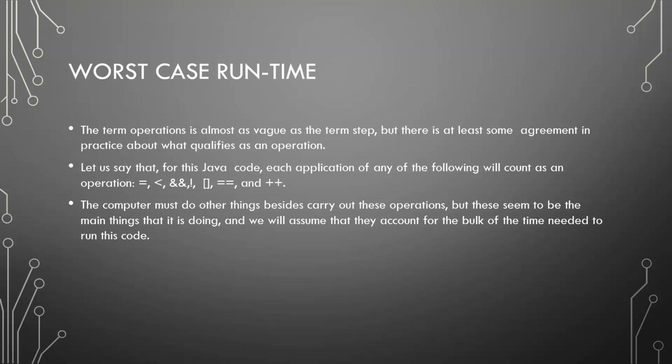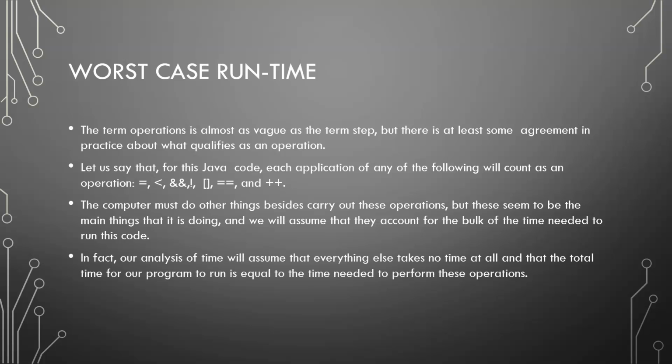Now, the computer must do other things besides carrying out these operations. But these seem to be the main things it is doing, so we're going to assume that they account for the bulk of the time needed to run this code. Obviously you have background processes and stuff like that going on too. In fact, our analysis of time is going to assume that everything else in the computer takes no time at all, so we're just going to ignore it.